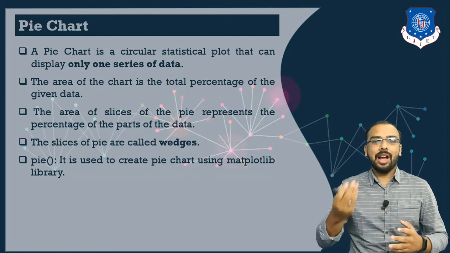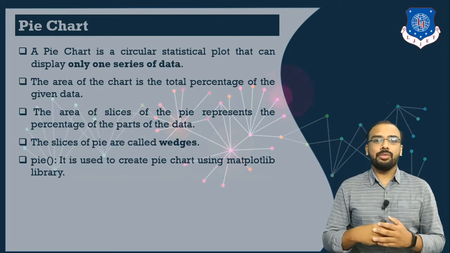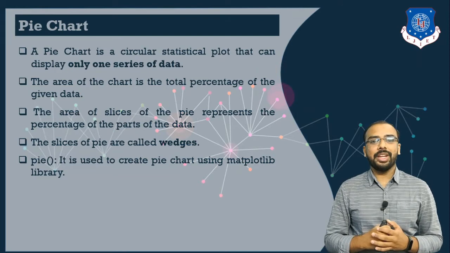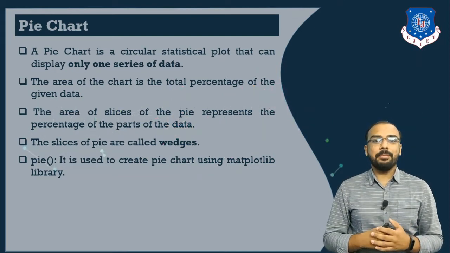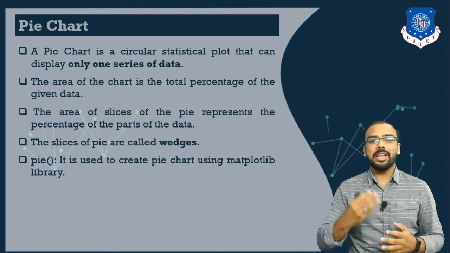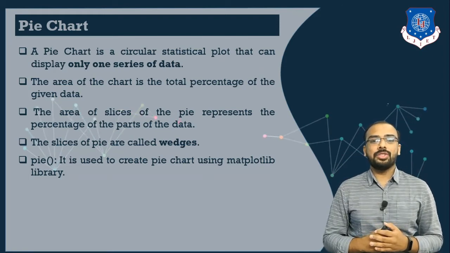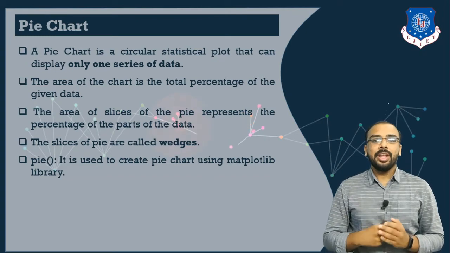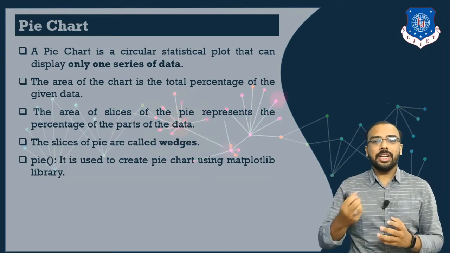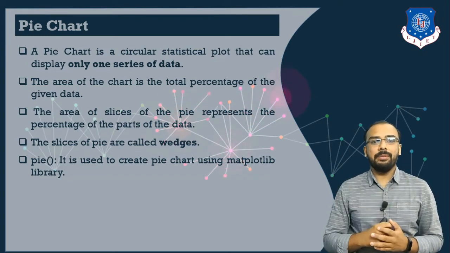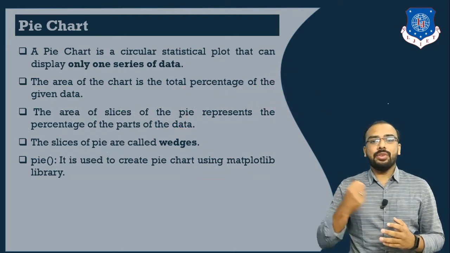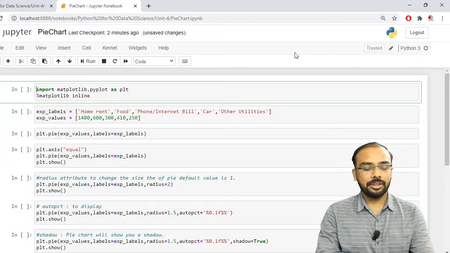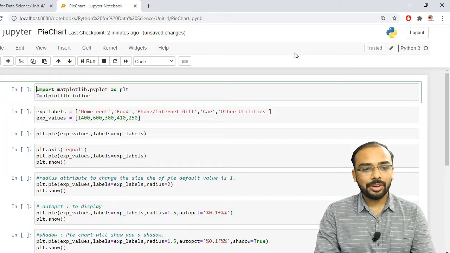So the question here is how we can create a pie chart. We will use Matplotlib for creating a pie chart, and this Matplotlib library or API provides us a function named pie, with the help of which we can create our pie chart. In programming, we will see how we can create a pie chart, what different parameters you can pass to it, and how we can visualize with the help of a pie chart. Now let us create a pie chart.